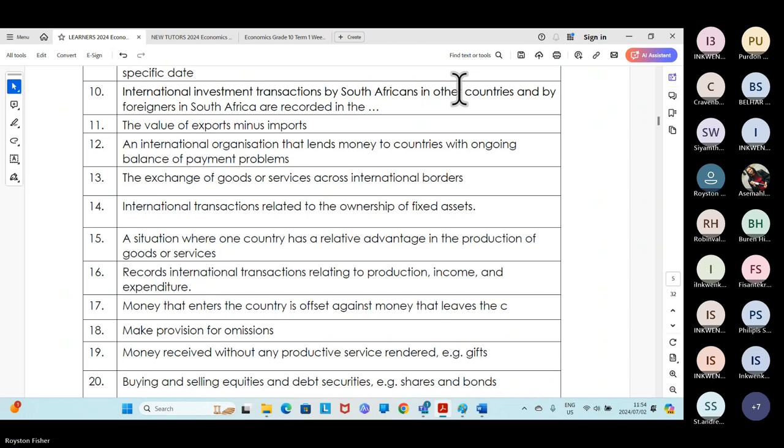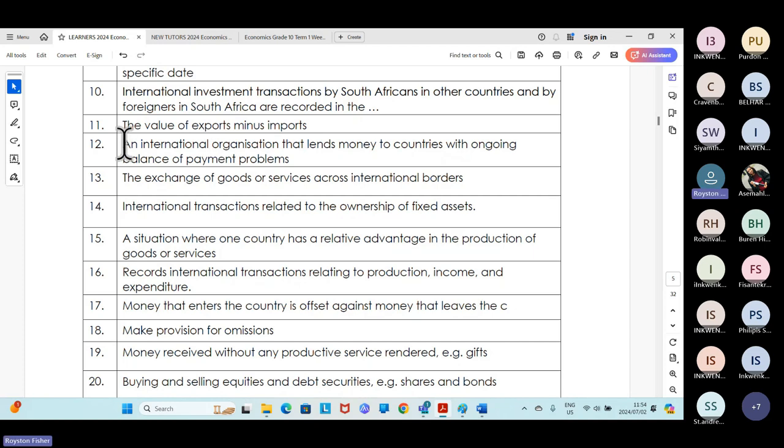Number 11, the value of exports minus imports. Let's see what your answers are. And number 11, it is not the IMF, International Monetary Fund. St. Andrews says for number 11, net exports. And that's the only answer that I have so far. But the answer is trade balance.